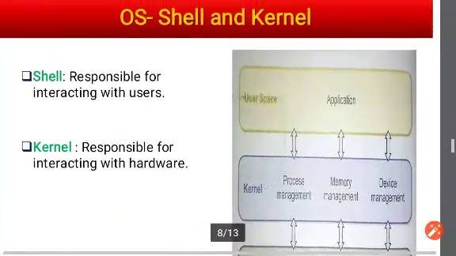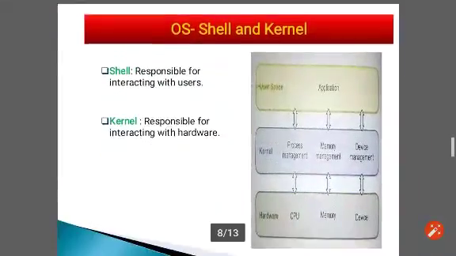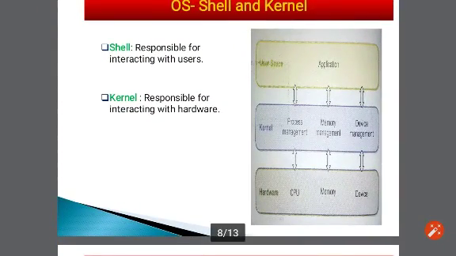The next one, we have the parts of operating system. First, it has the shell, and the next one is the kernel. Shell is responsible for interacting with users, whereas kernel is responsible for interacting with the hardware. Over here in the figure, you can see the user space, that is the application, and then the kernel.